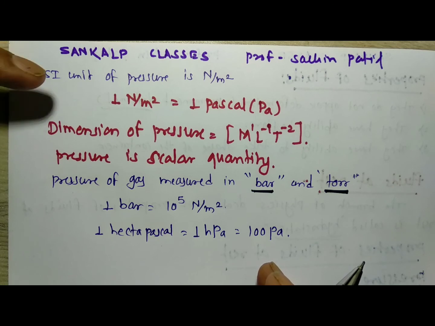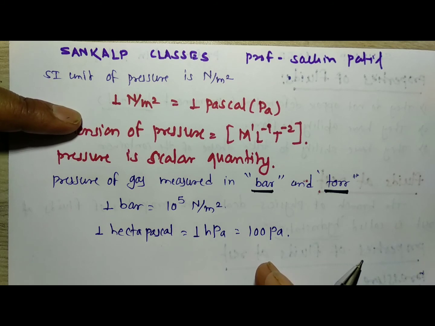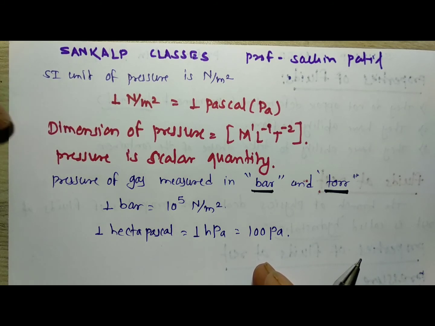Pressure has the SI unit Newton per meter square, and 1 Newton per meter square is called 1 Pascal. The dimension of pressure is M raised to 1, L raised to minus 1, T raised to minus 2, and pressure is considered a scalar quantity. The pressure of a gas can be measured in bar or torr. 1 bar is equal to 10 raised to 5 Newton per meter square, and 1 hectopascal is nothing but 100 Pascal.